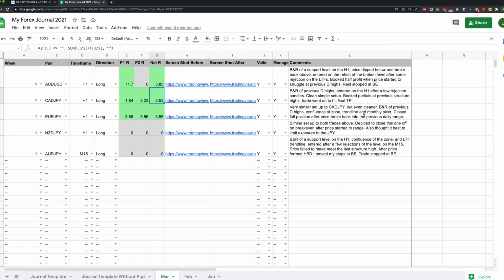But in my opinion, it's just a little bit cleaner, right? So it's a break and retest of previous daily highs, confluence of the zone, trend line, and monthly pivot. Closed full position after price broke back into the daily range, right? So this was the trade at the time of entering.